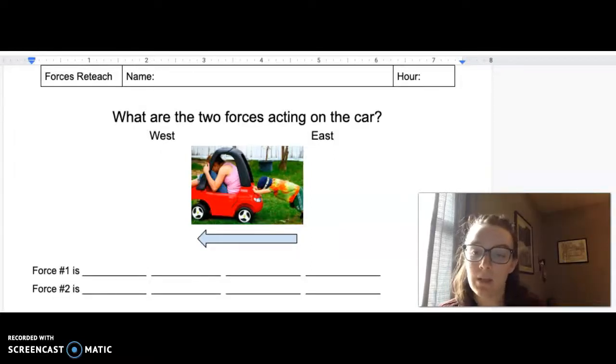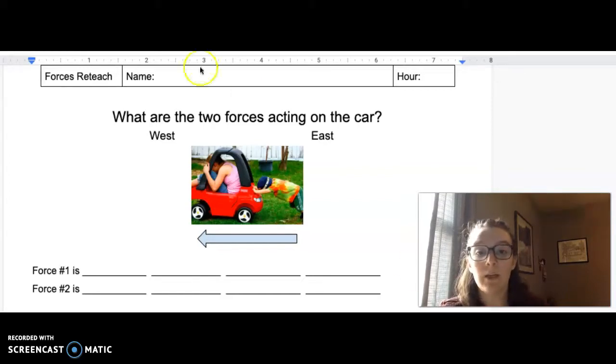Today I'm going to be working with you on forces and talking a little bit more about how we identify forces acting on different objects. So today we're going to be working through a few things together, and then you're going to do a practice on a Google form where you can see right away if you get the answers right or wrong. What's great about these videos is you can watch them over again if you need to.